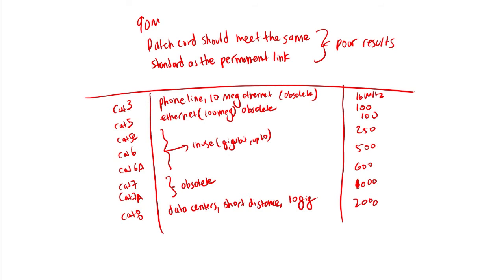And then there's a ton of standards that we can look at here as to what we can run on a given cable. Because we call this gigabit Ethernet. We call 10 megabit Ethernet just Ethernet. And 100 meg is called fast Ethernet. This is called 10 gig Ethernet.